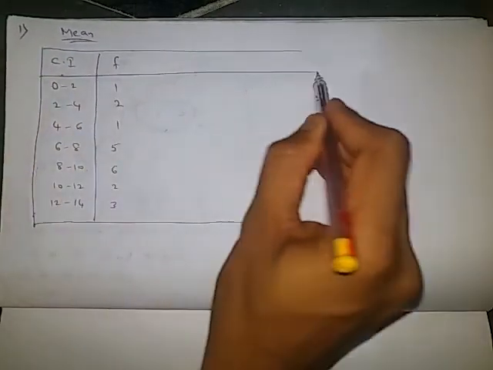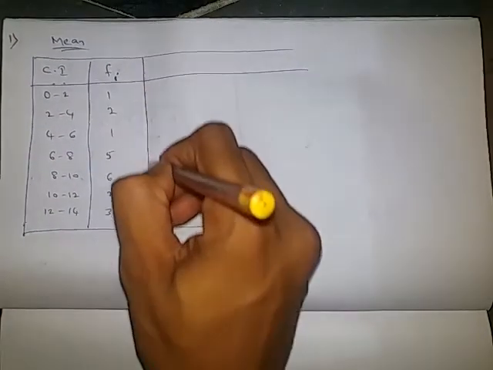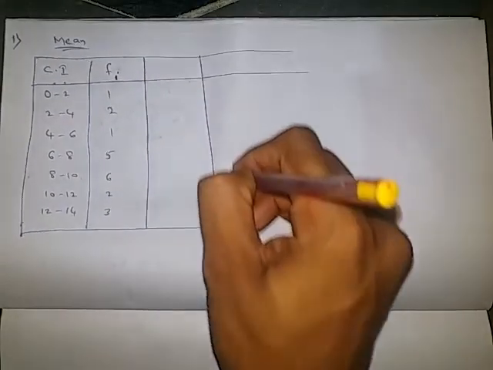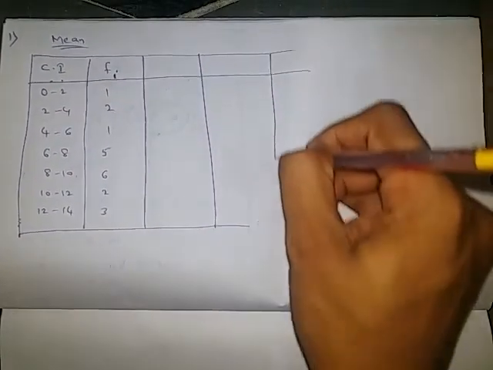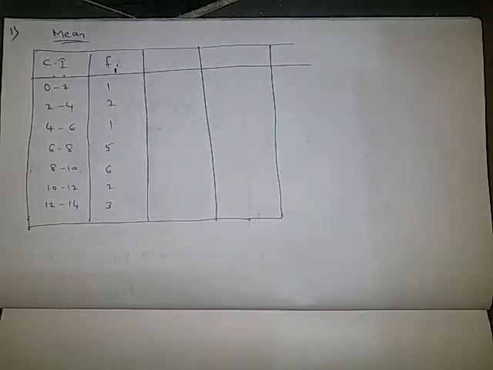Next, class intervals and frequency are written. So this is f or fi, both are the same anyway. Now, for solving by the direct method, 4 columns are required. The first column is there already, the second column is already there, so the third column we need to make, and one more column, the fourth column. So in total, in the direct method, we need to make 4 columns.